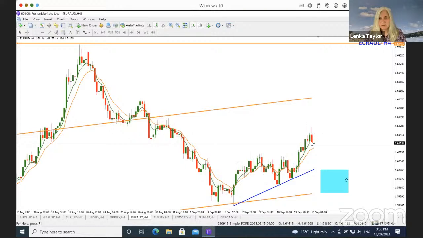You know, we have that bearish engulfing there, so I could be taking that down, but I will wait and go for a long on this one.